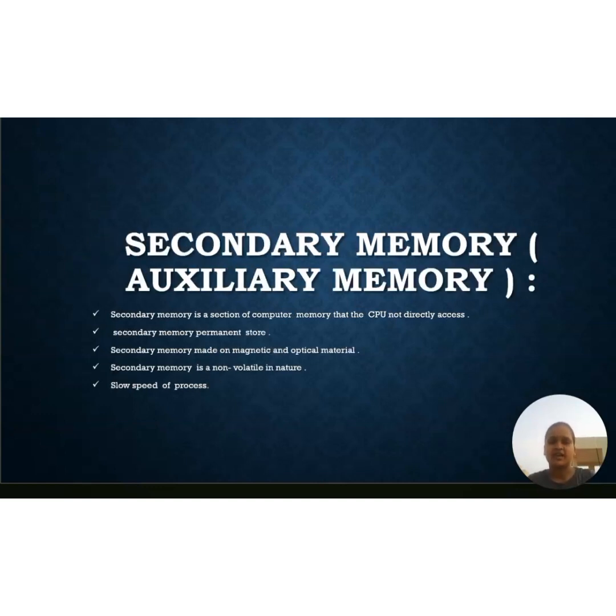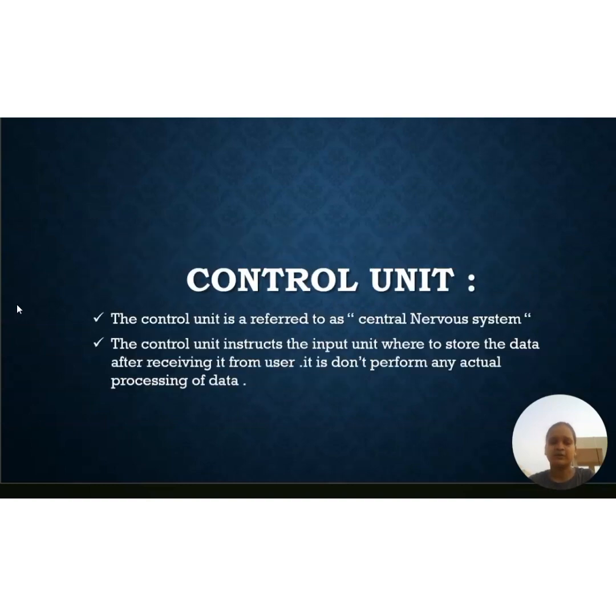The secondary memory is the auxiliary memory. Why is secondary memory considered auxiliary memory? Because secondary memory is external storage memory. It is the section of computer memory that the CPU cannot directly access. Secondary memory is permanent storage. It is made of magnetic and optical materials. Secondary memory is non-volatile in nature, and its speed is slow.